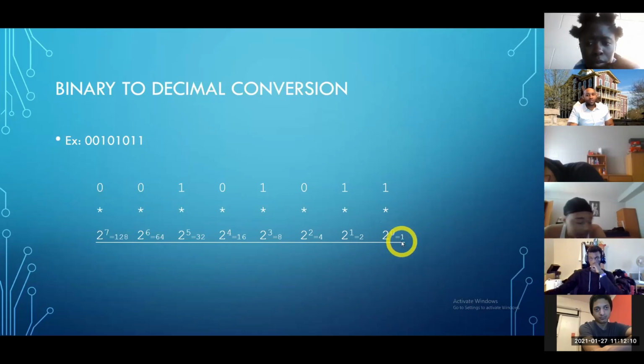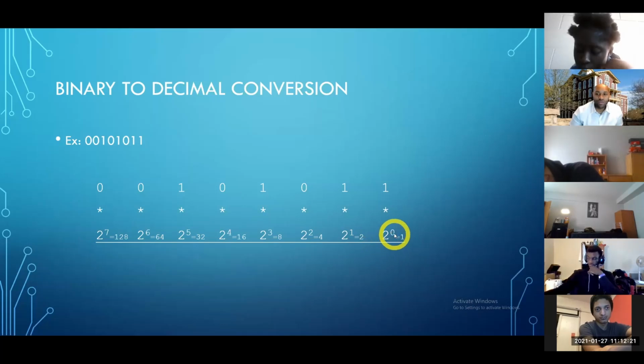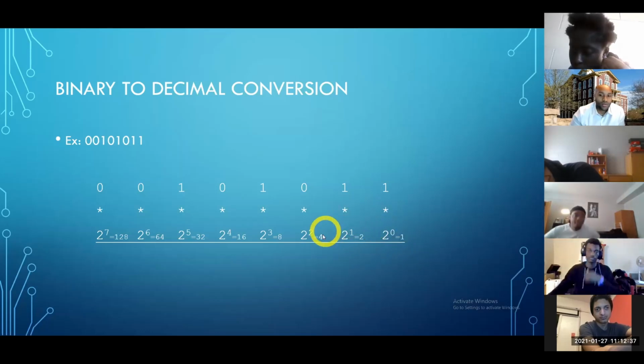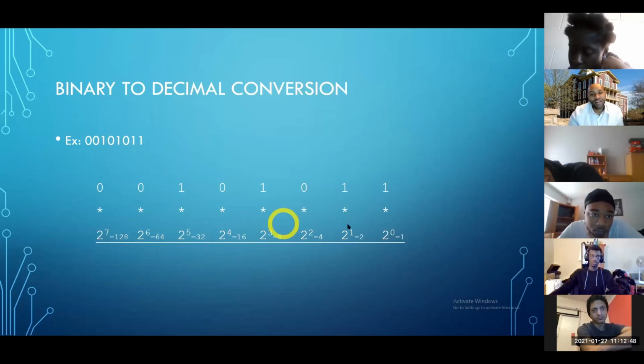2 to the power 0 is 1. 2 to the power 1 is 2, so on and so forth, all right? So basically, when you have binary, you just write out 2 to the power of whatever. The first one being 0, the next one being 1, next one being 2, 3, and then you do that equation. So 2 to the power of 0 again is 1. 2 to the power of 1 is 2. 2 to the power of 2 is 4. The power of 3 is 8. Power of 4 is 16. Power of 5 is 32. 6 is 64. And 7 is 128.